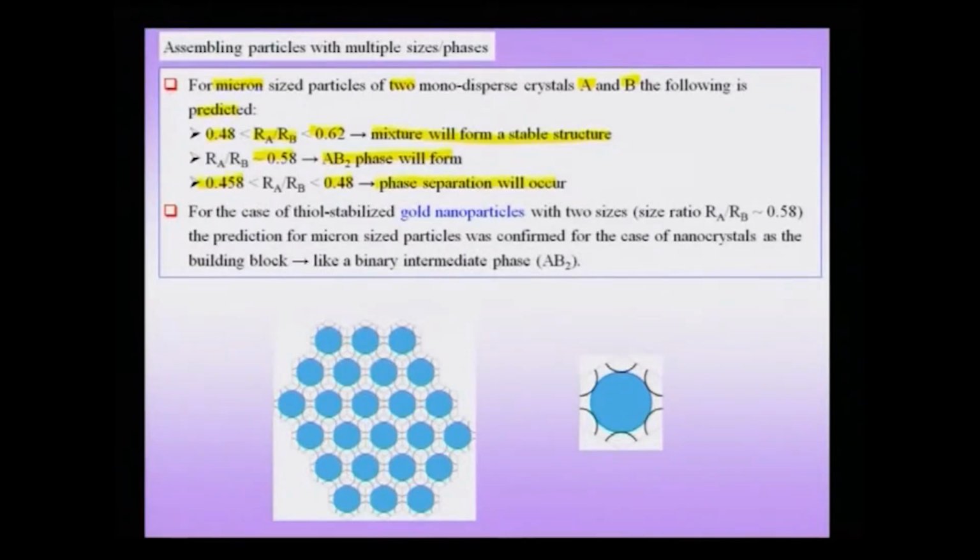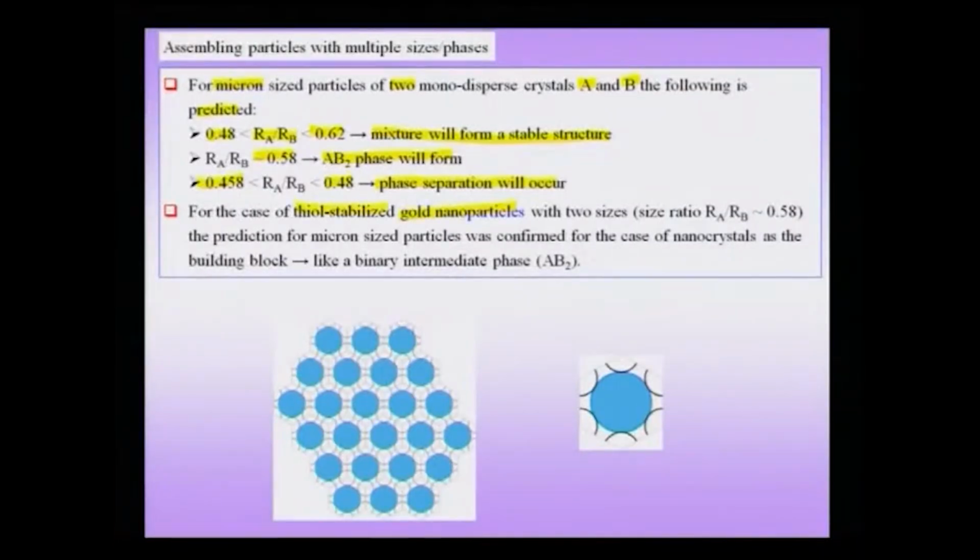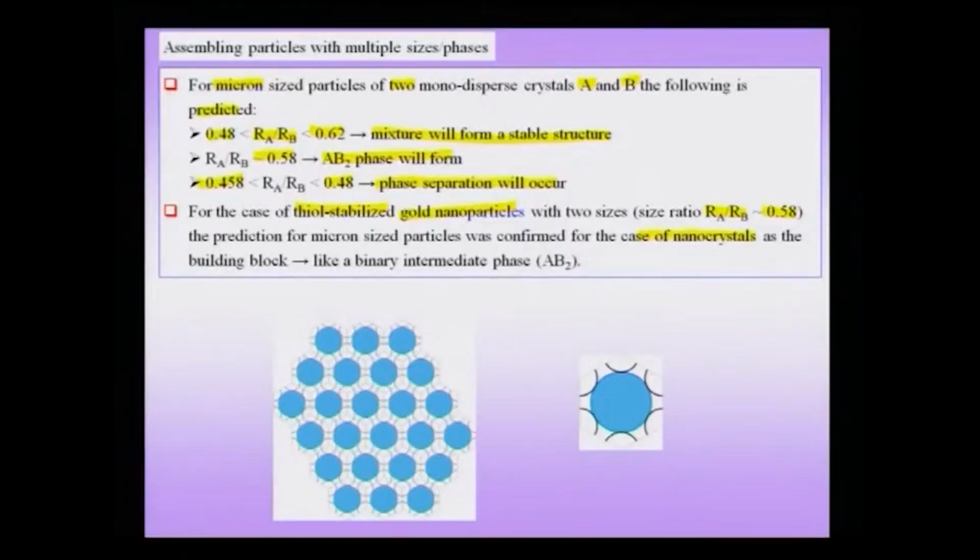So, it is important to test if we can form binary mixtures of the type AB2 with spheres in the nanoscale. For that, people have tried gold particles which have been thiol stabilized, and soon we will see why we need to stabilize these molecules with thiol. And if the size ratio was taken to be close to 0.58, then the prediction which was seen for micron size particles was confirmed for the case of nanocrystals as well. That is, even for the nanocrystals, if the size ratio is close to 0.58, then we can actually form a stable AB2 kind of a phase, which can be thought of as a binary intermediate phase.